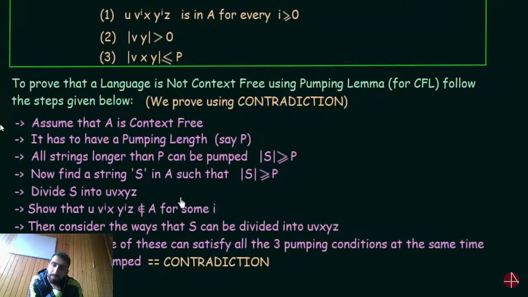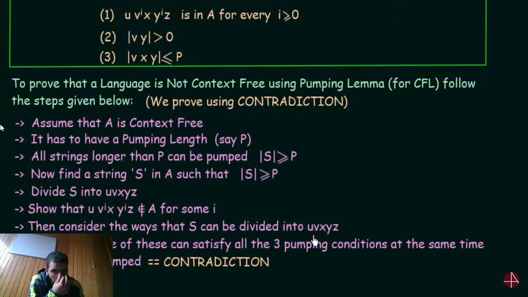We don't know what the language is right now, but when you have an example, you will know some rules that have to be followed for the language. So once you divide it in this way and raise it to these powers, you have to show that it does not belong to this language A. After that, consider the ways that S can be divided into U, V, X, Y, and Z. So when you divide this string S into U, V, X, Y, and Z, there are many ways in which you can divide it into these 5 parts.